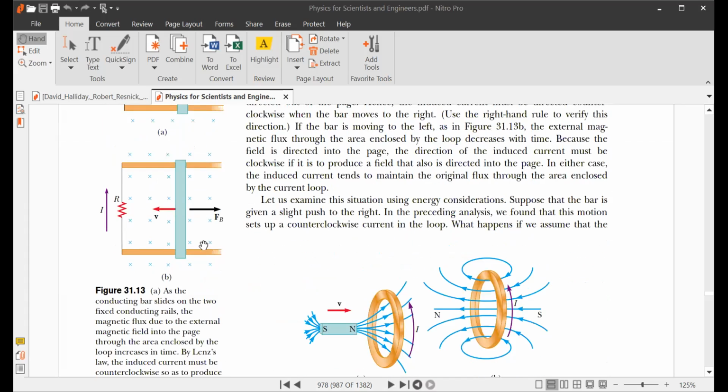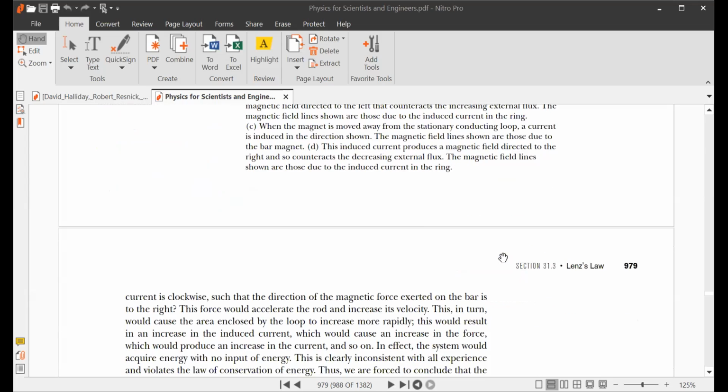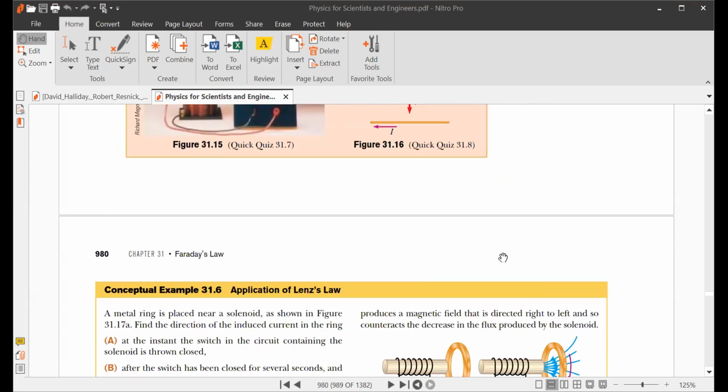Sedangkan gambar B di sini, ketika fluksnya makin kecil karena kecepatan batangnya ke kiri, dia ekivalen dengan gambaran bahwa batang magnetik itu menjauh dari kumparan. Sehingga kumparan itu kecenderungannya akan menarik batang magnetik, artinya medan magnetik yang dihasilkan ini, kalau ini north utara, ini selatan south. Jadi seperti itu gambarannya.